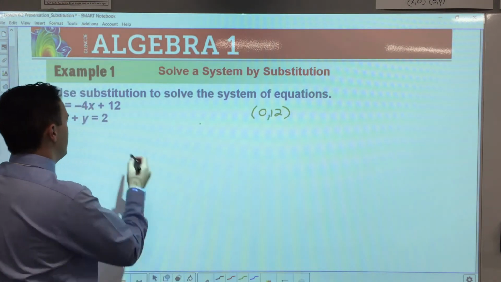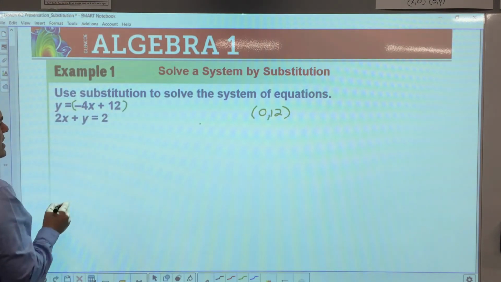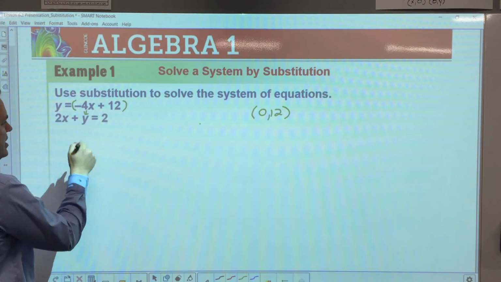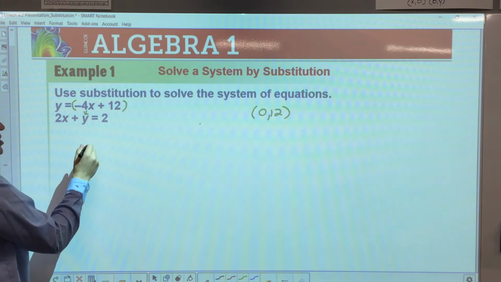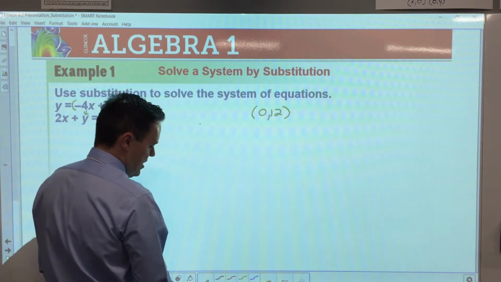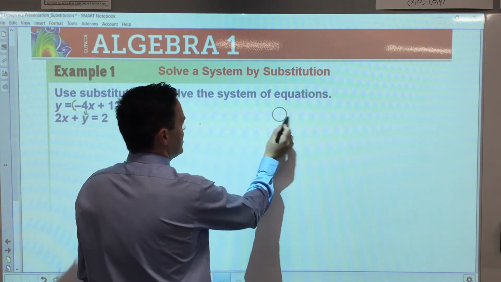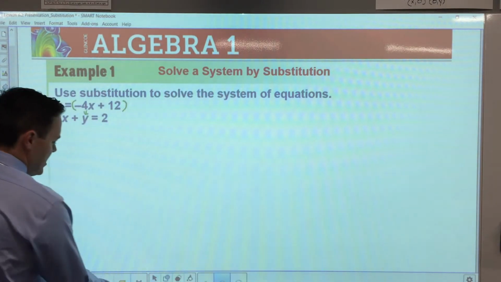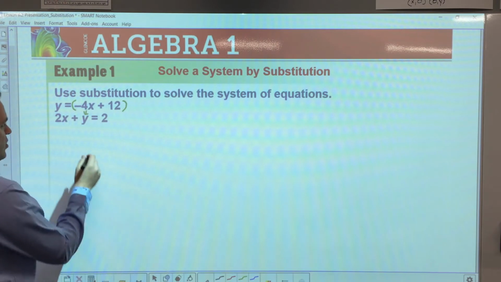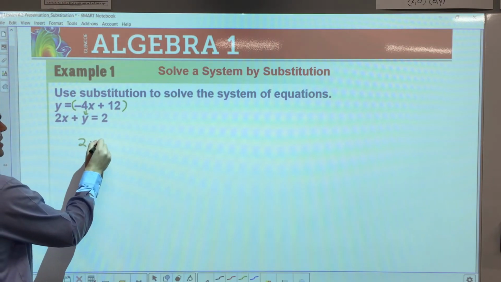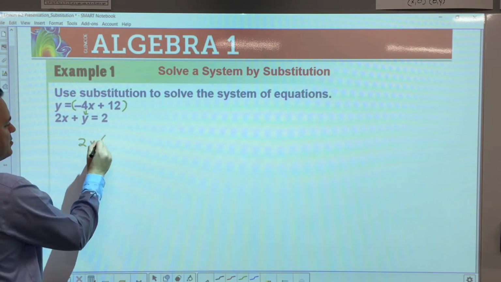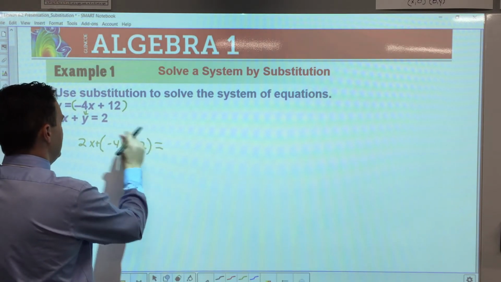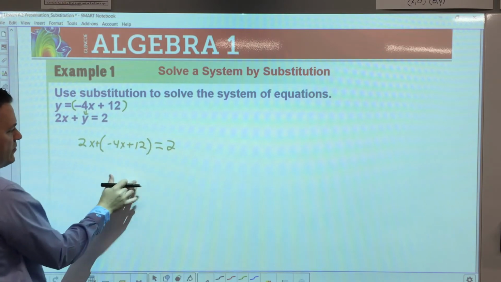So it's the same process where you take this and substitute that piece into this equation. We're going to take this y equals, so the initial part of this is set up nice and easy for you guys, because they're going to provide you a nice little clean setup. Now eventually we will rewrite these. So it's going to be 2x plus -4x plus 12, and that equals 2. And then you just solve for x.